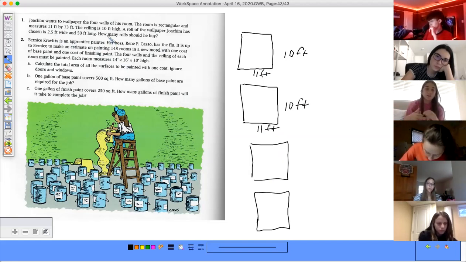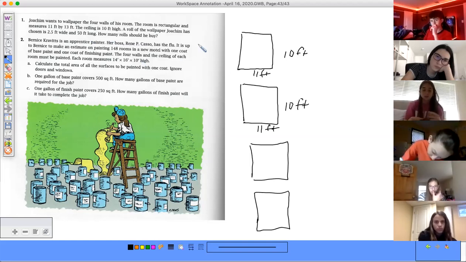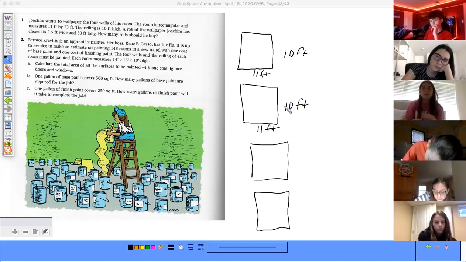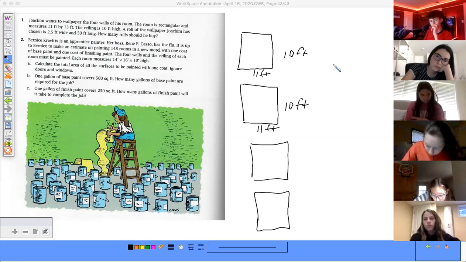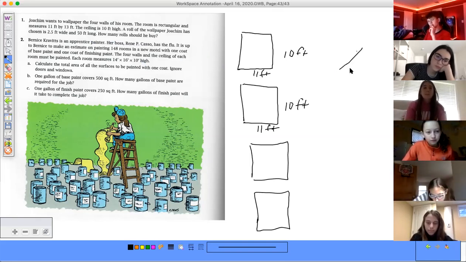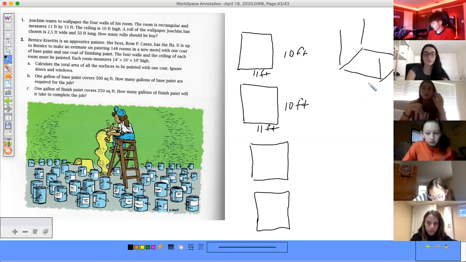So are they all 11 by 10? No. So 2 of them are 11 by 10. So think about it. If I were to draw this, let me see if I can move you guys out of the way. This is your floor, right? And these are your walls. Are you with me? So my floor, what are the dimensions of my floor?